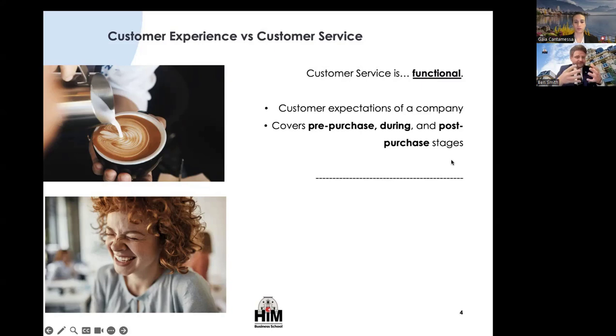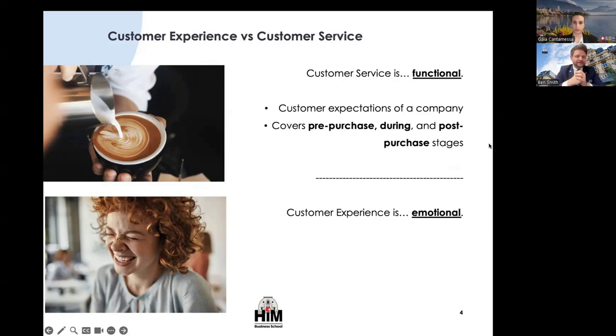This customer service function comes from what we expect about a company. We expect every company that we interact with as a customer to have a certain standard of customer service. And this is a function. It's a job that they have.